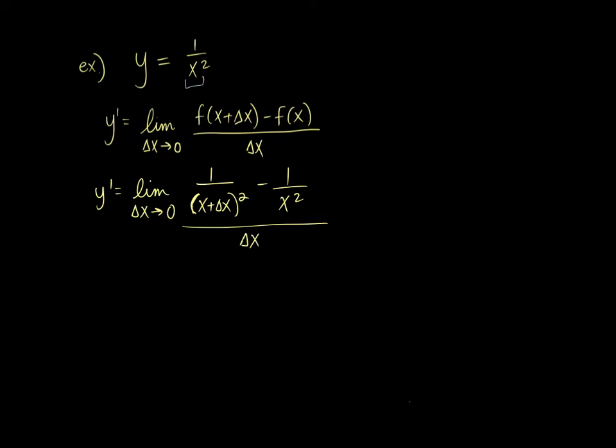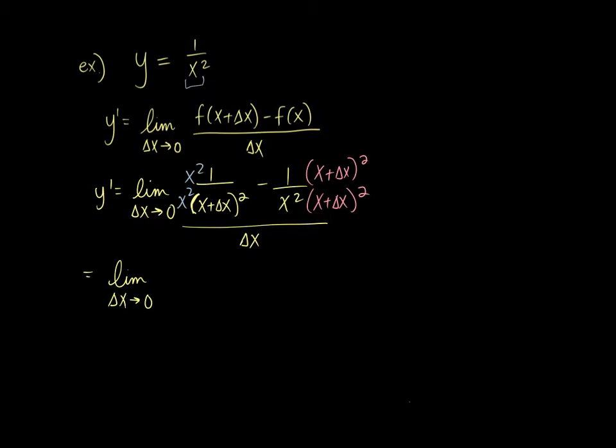Okay, so this is the type where I've got fractions, and almost every time when you have fractions similar to these, it's going to be a situation where you want to get a common denominator and add the two fractions, or in this case subtract. I need to multiply this first fraction by x squared, top and bottom, in order to get the common denominator of x squared times x plus delta x quantity squared. I need to multiply the second fraction by x plus delta x quantity squared.